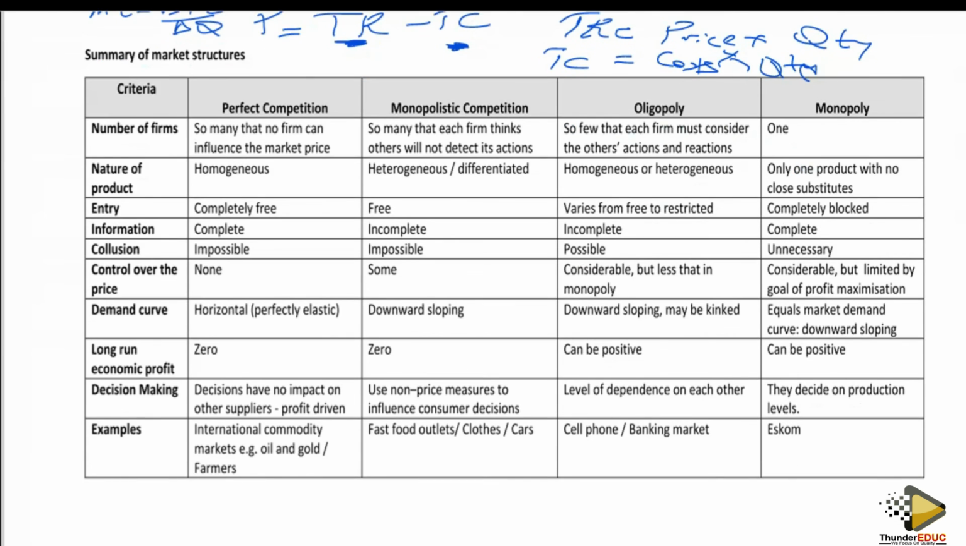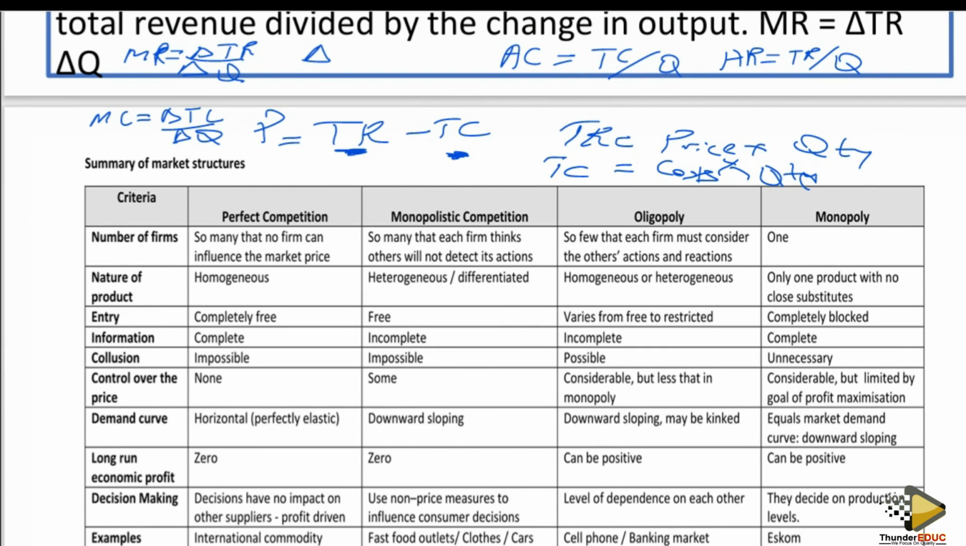Okay, right, Grade 12. So now we have the summary of the market structure. I did explain this summary. If you check here, this is the criteria that we normally use. You have the competition, then here we have perfect competition. From monopolistic competition up until monopoly, we have the imperfect market. Remember I told you that under imperfect market we have a slight difference from perfect market.